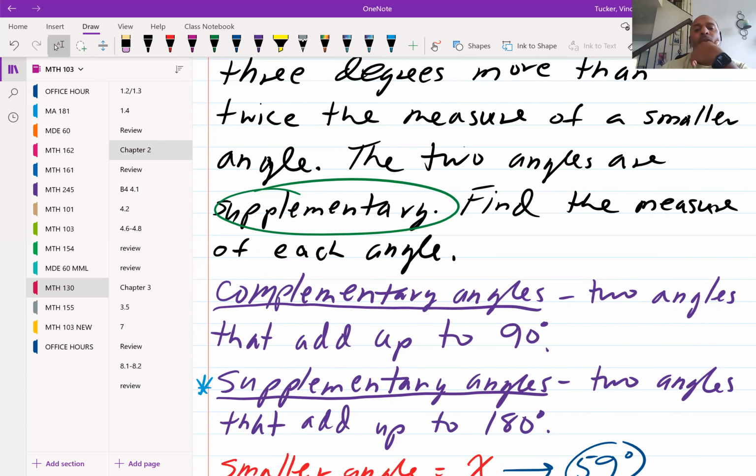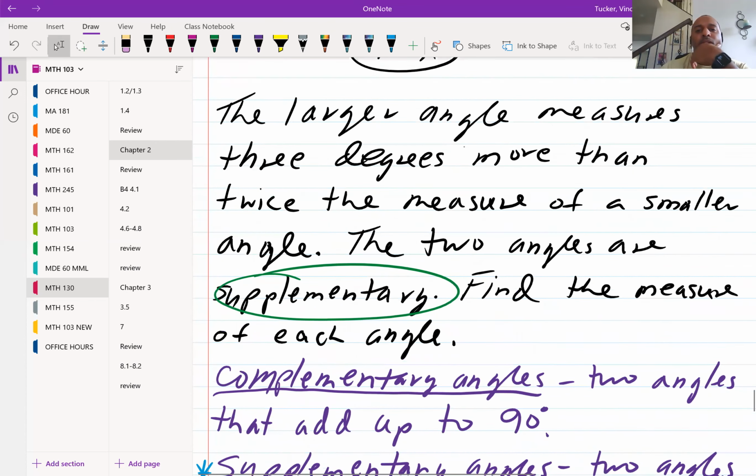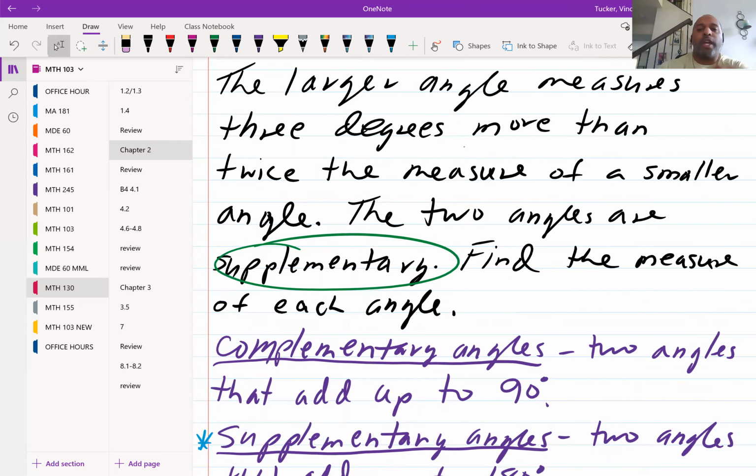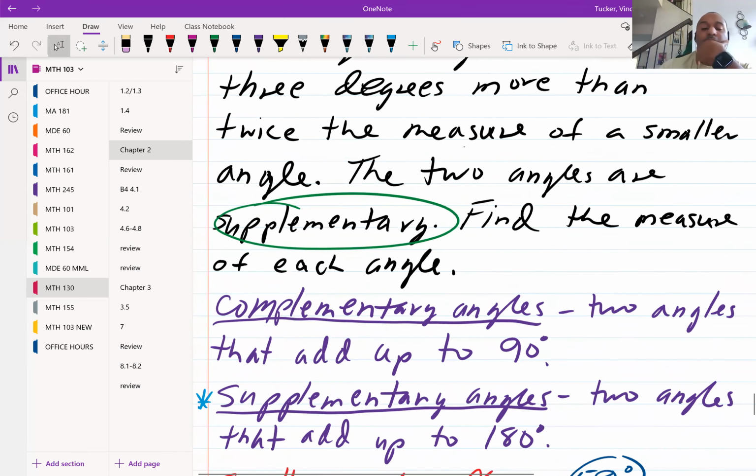All right. So let's go back to the word problem. It says the larger angle measures 3 degrees more than twice the measure of a smaller angle. The two angles are supplementary. Find the measure of each angle.